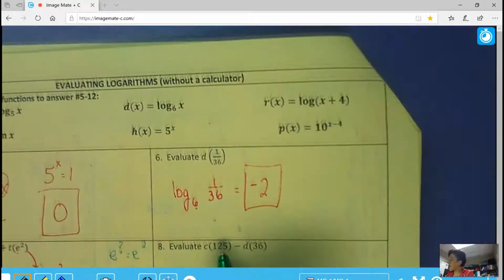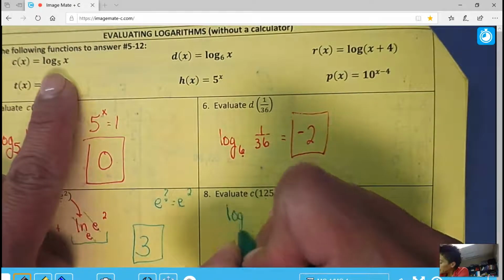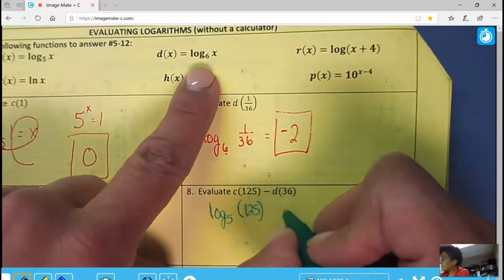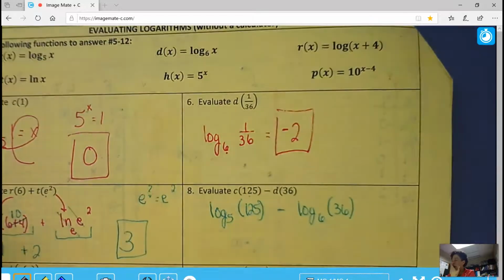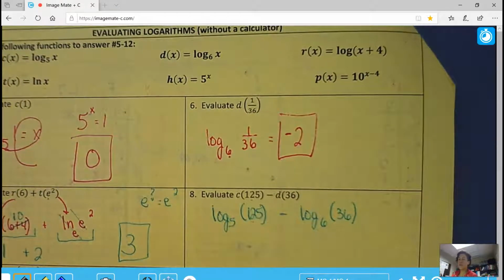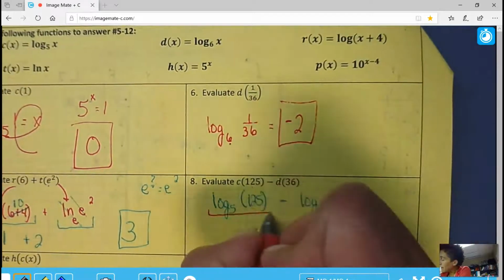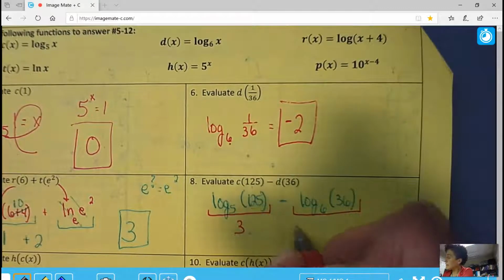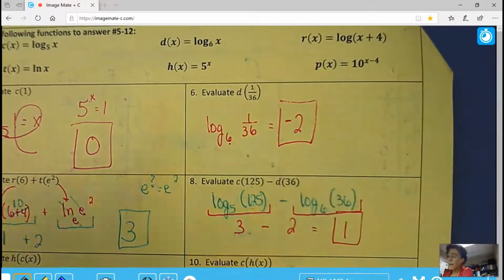All right, number 8, I'm going to go to C's function and put 125 in there. And then I'm going to go to D's function and put 36 in there. And I noticed this time I'm putting them in parentheses when I didn't put them in parentheses here. Sometimes I put the argument in parentheses, sometimes I don't. So I'm asking myself 5 to the what power makes 125, and that is a 3. And then here I'm asking myself 6 to the what power makes 36, and that's a 2. And then I'll just have to subtract those to get my final answer of 1.